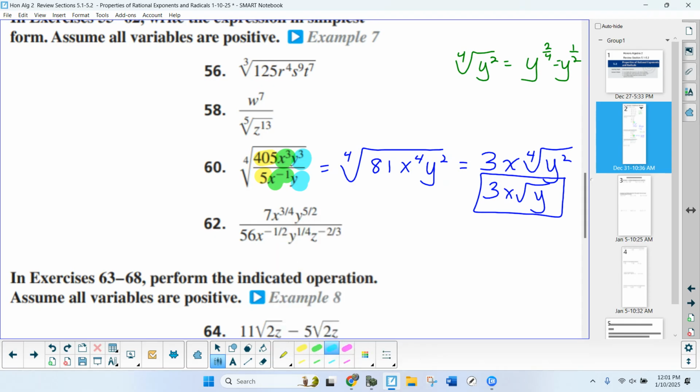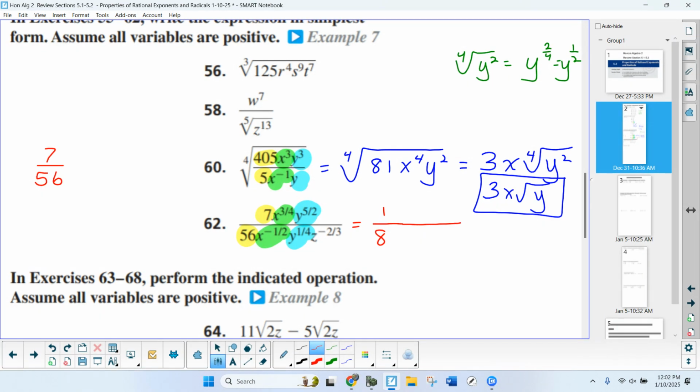On 62, same thing. I'm going to start here. So 7/56. Guys, if I gave you the fraction 7/56 and told you to reduce it, what would you tell me it reduces to? 1/8. So 1/8.